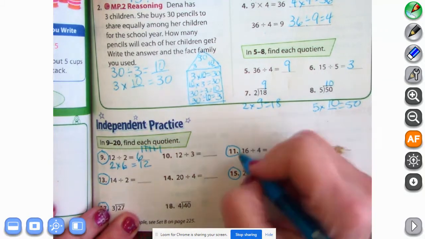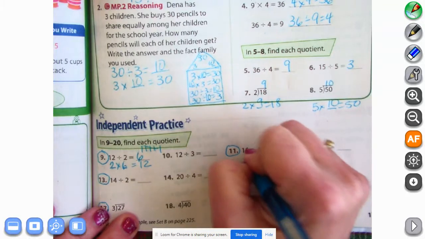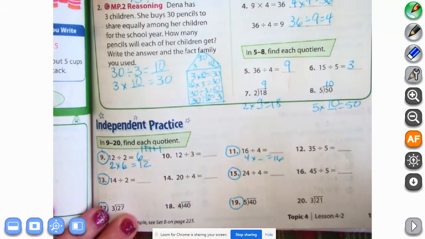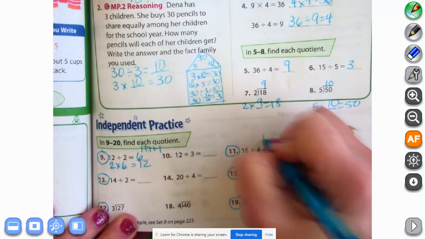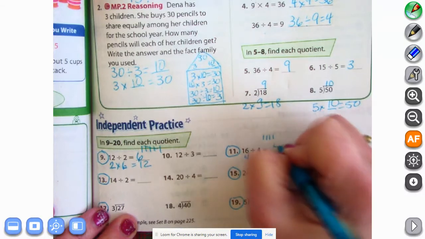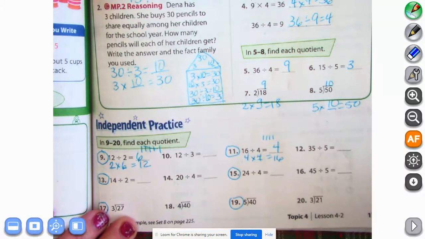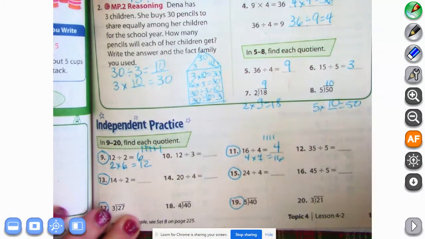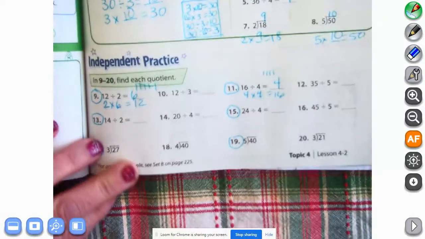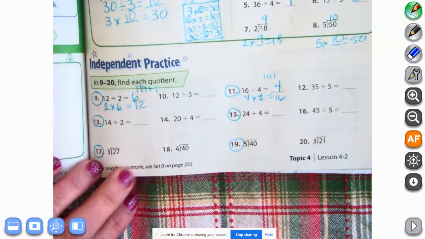Number 11, 16 divided by 4. 4 times what equals 16? So we can skip count. 4, 8, 12, 16. So 4 times we can do it. 16 divided by 4 is 4. Okay.